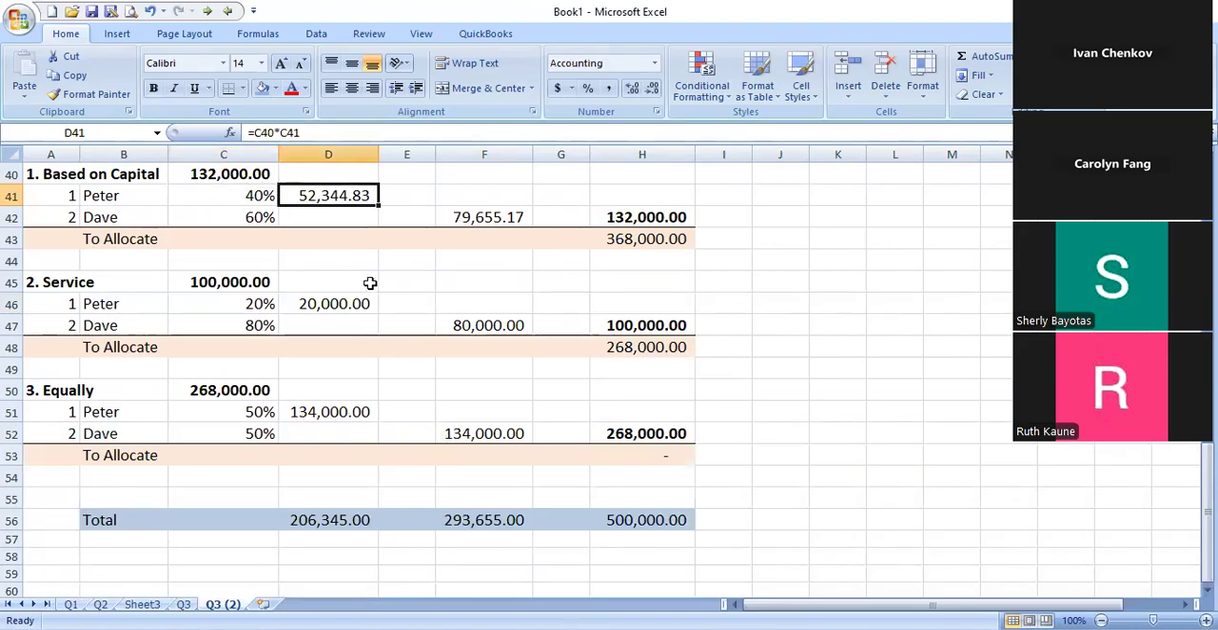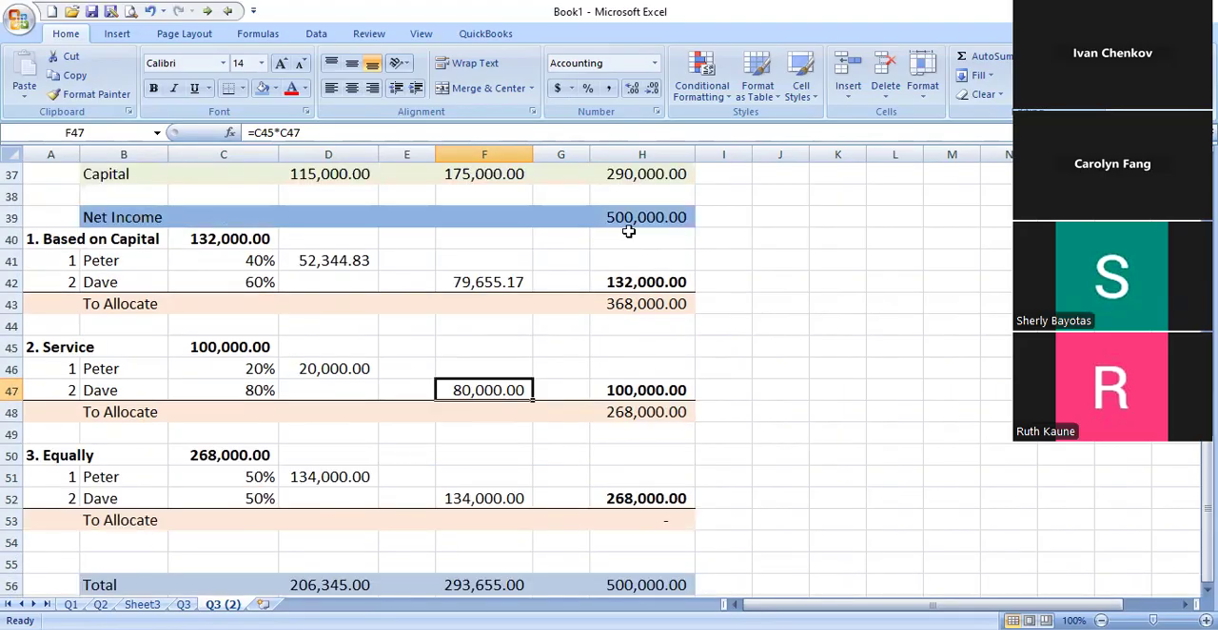He knows that he invested less. He knows that he's not going to spend that much time in the company, for which spending more time in the company, Dave is rewarded. But if the company is successful in the long term, and making high income in the year with the high income, Peter's going to get more. He's banking on the 50-50.